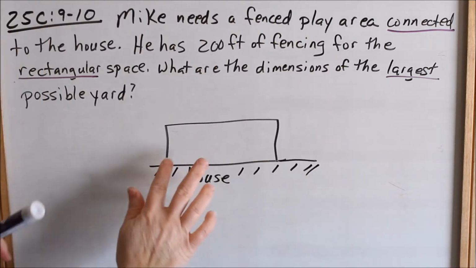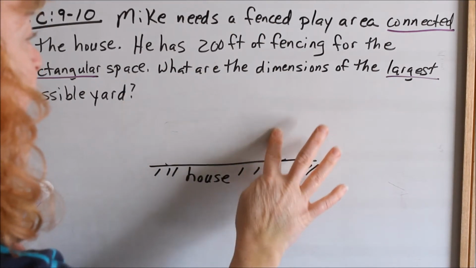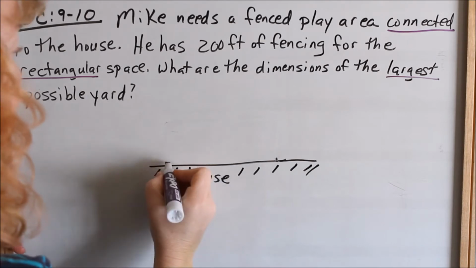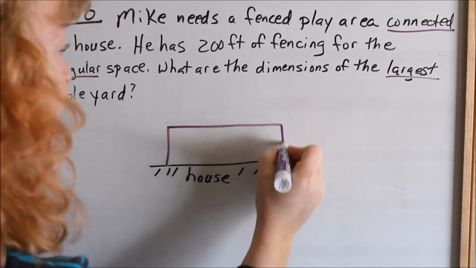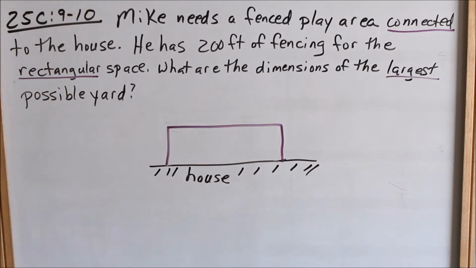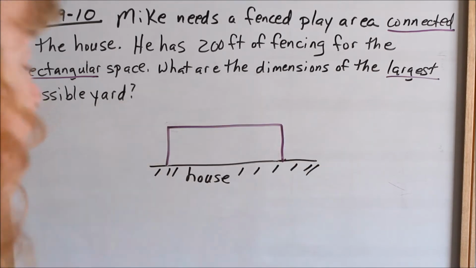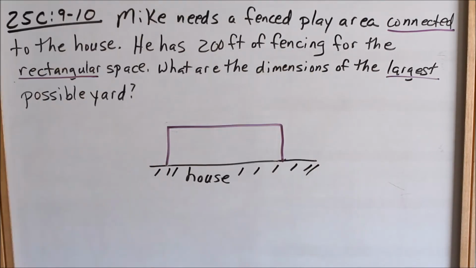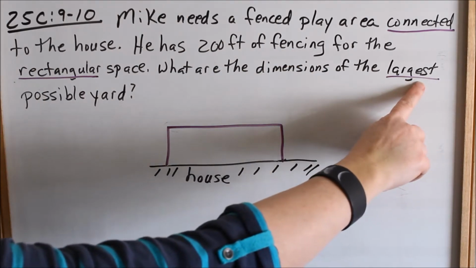Actually, maybe I should draw the fencing in a different color. Only the fencing is the 200 feet. This purple line represents the 200 feet that we're going to use for fencing. So we want to know what are the dimensions of the largest possible area. The fact that we're using the word largest means the maximum.